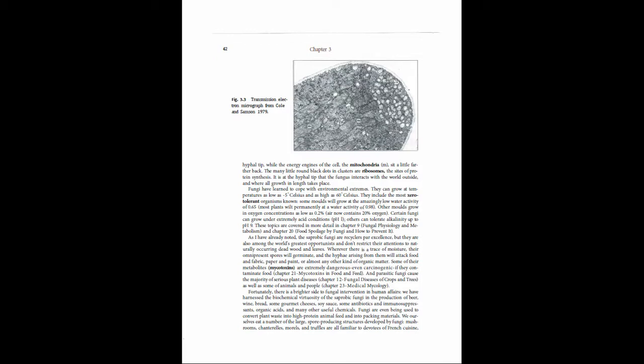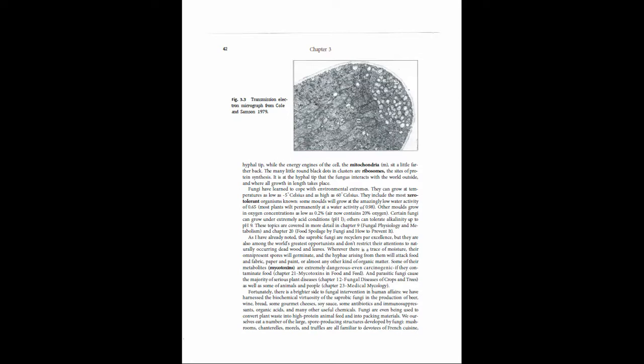Other molds grow in oxygen concentrations as low as 0.2%, while air contains 20% oxygen. Certain fungi can grow under extremely acid conditions, pH 2 or lower, others can tolerate alkalinity up to pH 9. These topics are covered in more detail in Chapter 9, Fungal Physiology and Metabolism, and Chapter 20, Food Spoilage by Fungi and How to Prevent It.